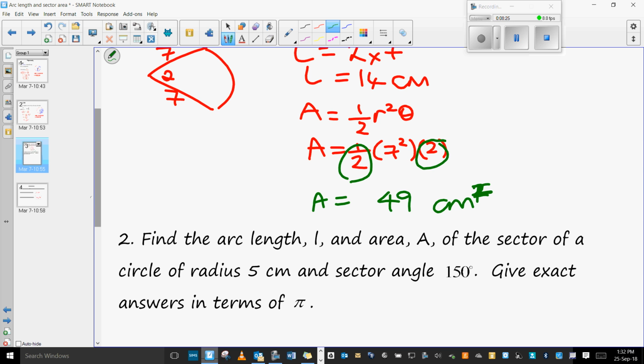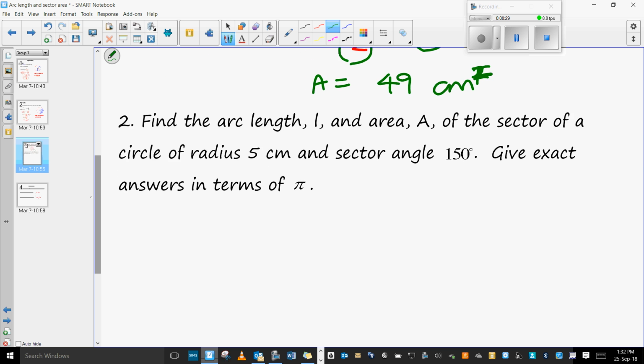Okay, question 2. Find the arc length L and area of the sector of circle radius 5, sector angle 150. Give the exact answer in terms of pi. Again, we've got a diagram. We've got radius 5, sector angle 150.